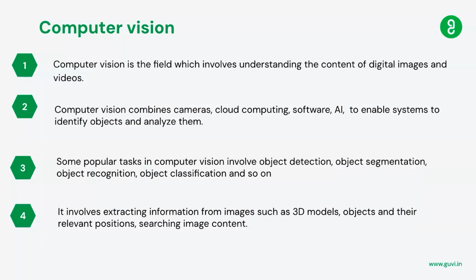So for example, one real-time application of computer vision is video surveillance or traffic jam analysis, right? Let's say you want to capture real-time video of a particular traffic jam and you want to get the positioning of cars in that video.